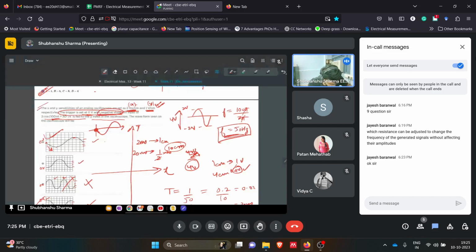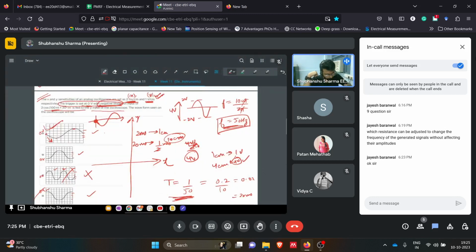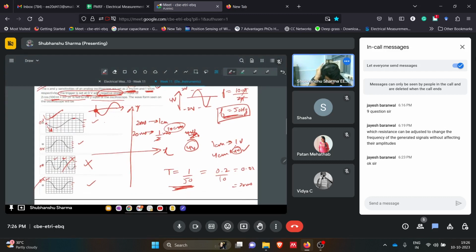If you need some clarity, you can ask me again. If not, then we can move on. So you have to keep in mind when the trigger is being set and what the slope for that trigger is, and you can answer that.